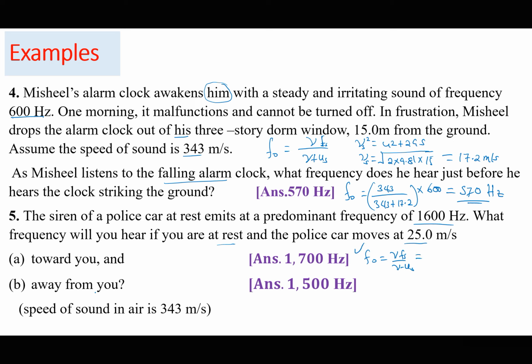If it's moving away from you, the observed frequency is going to be V times Fs over V plus the speed of the source. You can try to verify if you get that. Remember, the speed of sound in air is given as 343. So you can try to practice that and see if you can arrive at that answer.